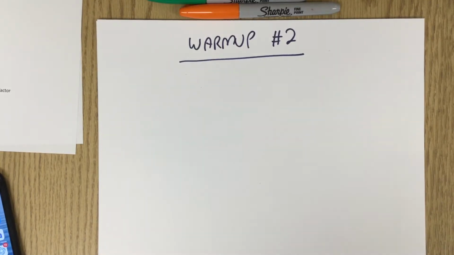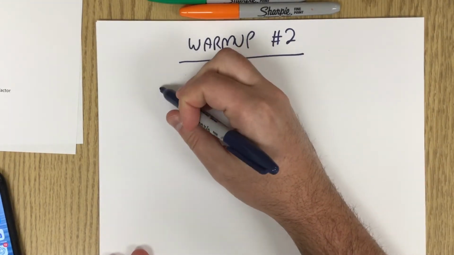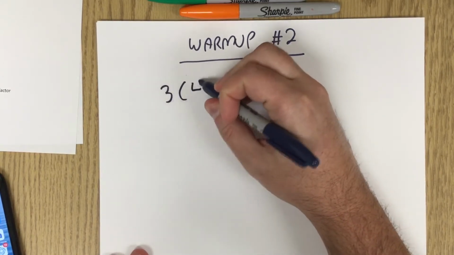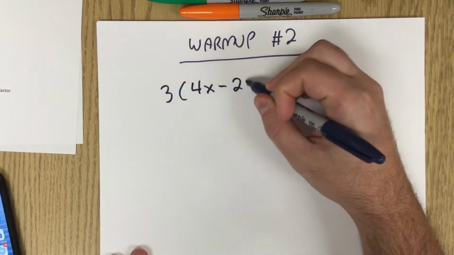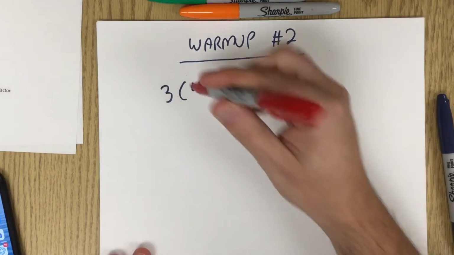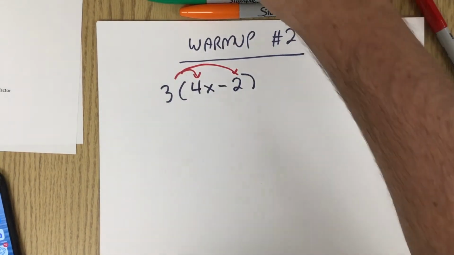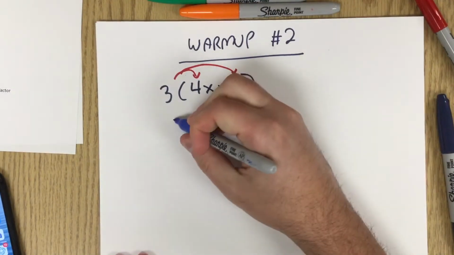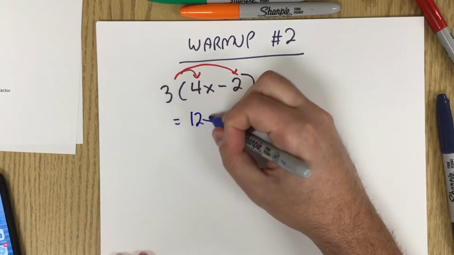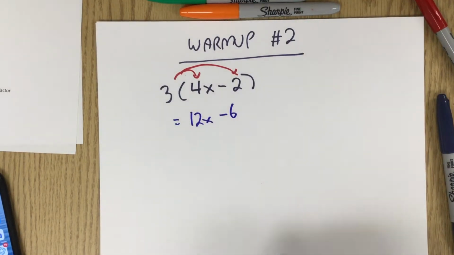So now we're going to have the second warm-up. The second warm-up is going to be, we're going to go back to expanding actually. So if I want to expand, that means I want to get rid of the bracket. What I do is I have a number in front of the bracket. I multiply into the bracket. And I get 3 times 4 is 12x. And 3 times minus 2 is minus 6.